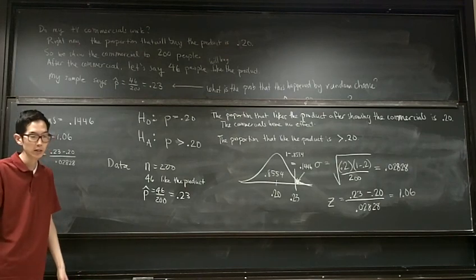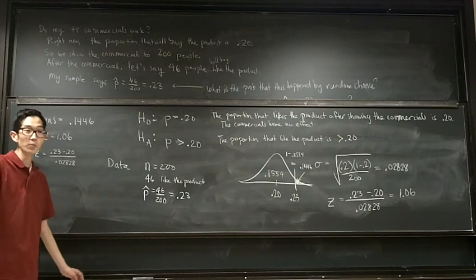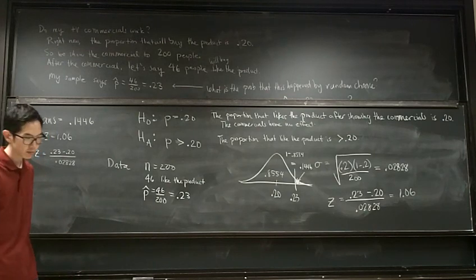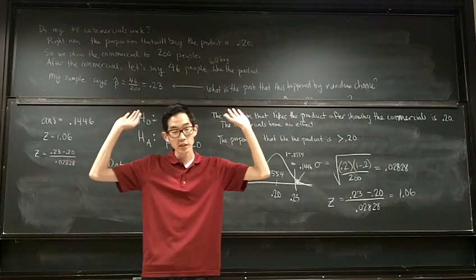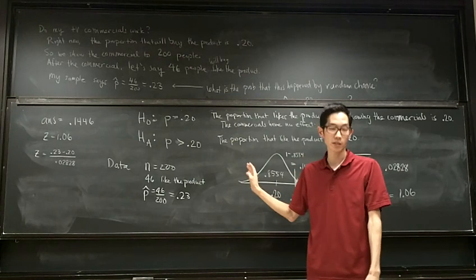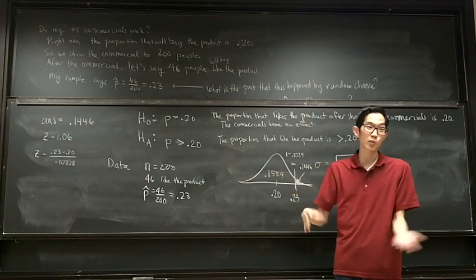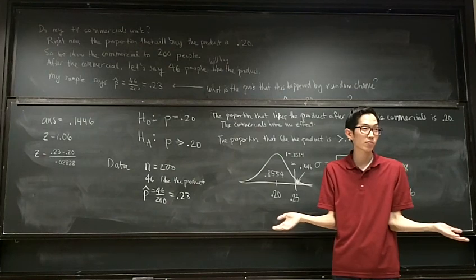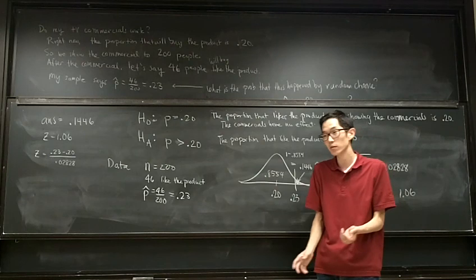This says that anytime I take a random sample of 200 people, even if my commercials had no effect, about 14.5% of the time I'm going to get a sample where 23% like my product. That's going to happen just by random chance.